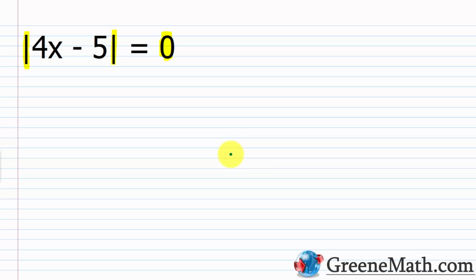So you're not going to have a compound equation with "or" here. You just have to set 4x minus 5, this expression, equal to 0, and then just solve. So this is a little bit easier, a little less tedious. To get our solution there, we just add 5 to both sides of the equation, and we'll get that 4x is equal to 5.